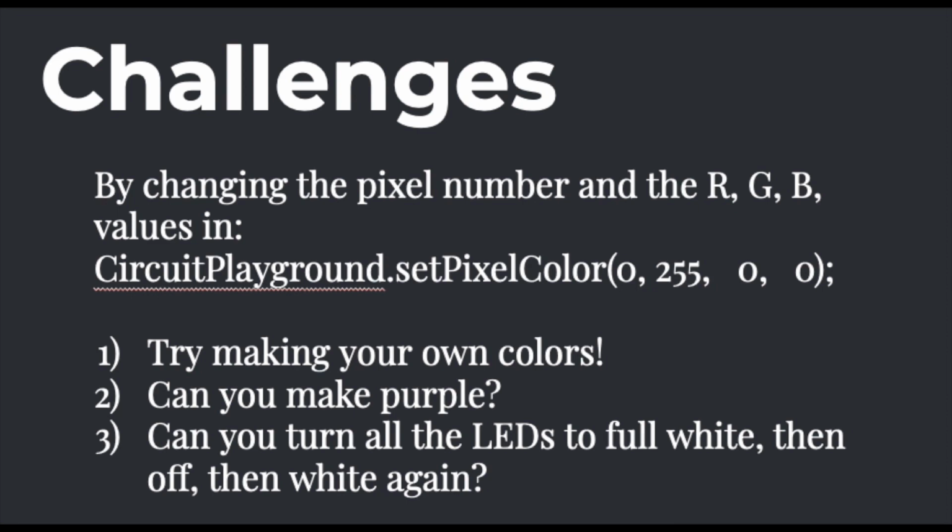Can you try changing the pixel number and also the RGB values? In the first challenge, just try making your own colors. Have fun and experiment. For the second challenge, try turning all of them to purple. For the third challenge, try turning them all to white, and then all off, and then all white again. For advanced users, try using a for loop to set the color of all the LEDs at the same time. Or try making your own animations.